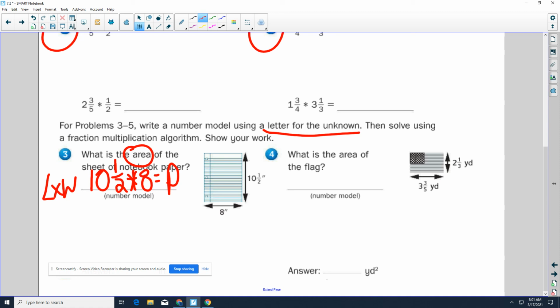Same thing here. We know area, so it's length times width, and they give us both of those dimensions. So my number model would be 2 1/3 multiplied by 3 3/5. That equals, I'm going to just say F for flag. And then you would solve those. So again, if they're mixed numbers, you want to convert them to improper fractions and then multiply straight across. If you have a problem with a whole number factor, like here, you want to put the whole number over 1 and multiply across.